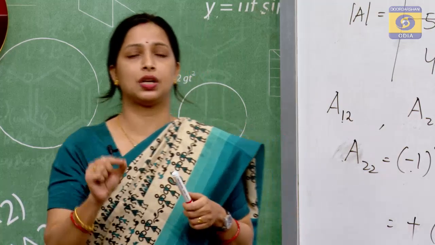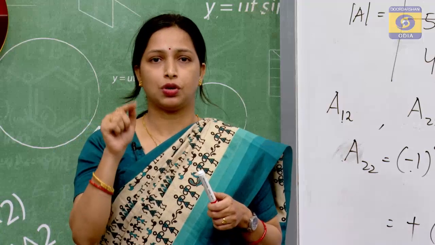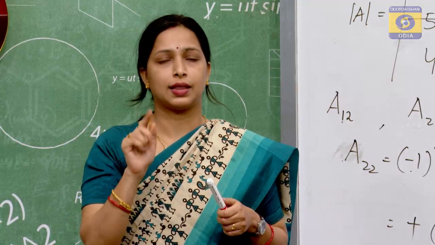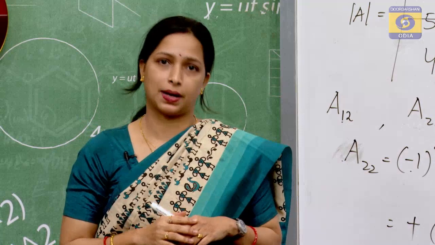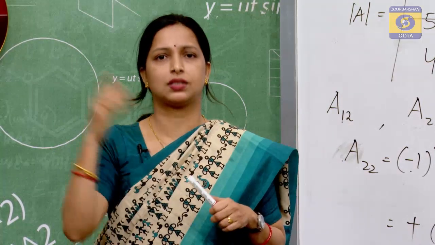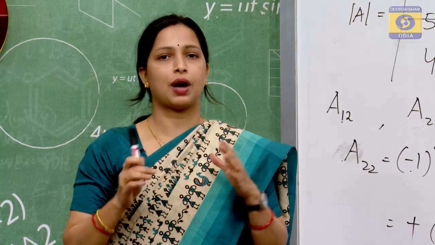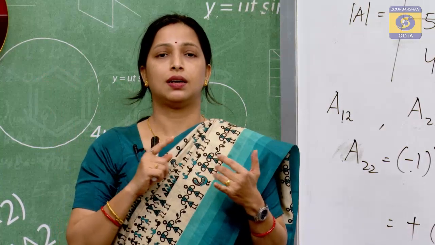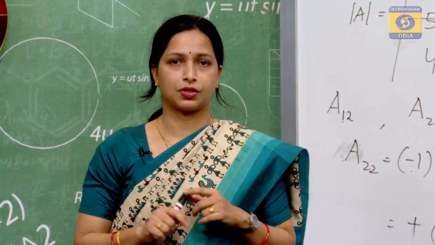Now, for example, A22. So, A22 means 2 plus 2, 4, that means the positional sign must be plus, must be positive. So, the sign will change to plus, whatever the value of the minor. So, you have to take into consideration the position when it comes to cofactors, right.